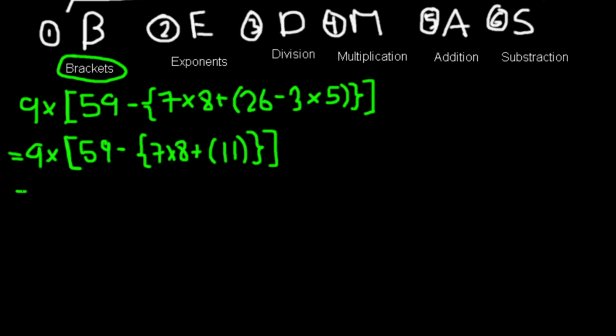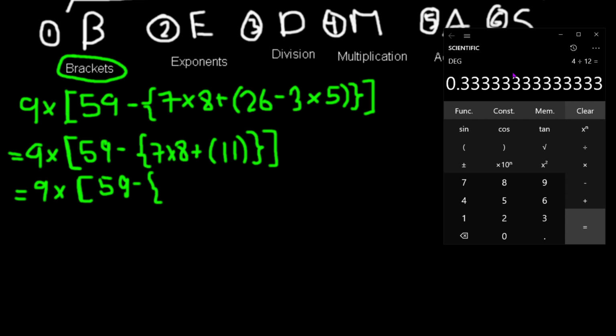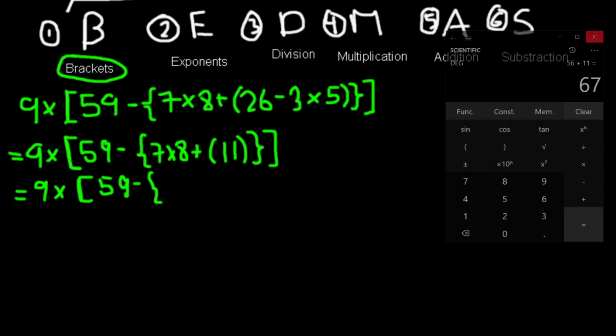Going through BEDMAS again, we're still stuck on brackets. We have to maintain the 9. And then 59, we do not subtract anything by 59 just yet. We still have to do what's inside the squiggly brackets. Now we have 7 times 8 plus 11, so we do that now. Plus 11, we're going to get 67 from that.